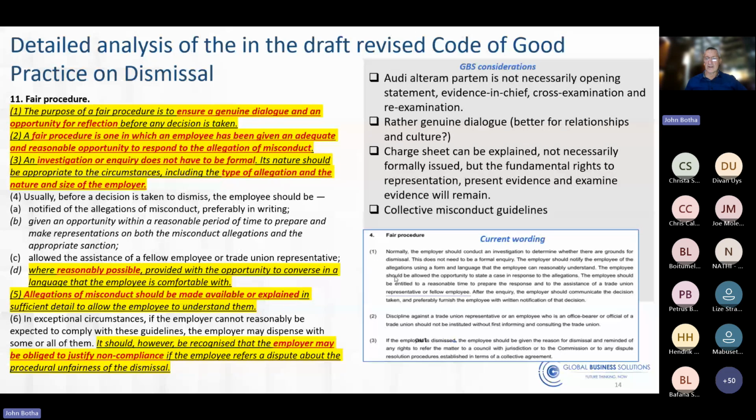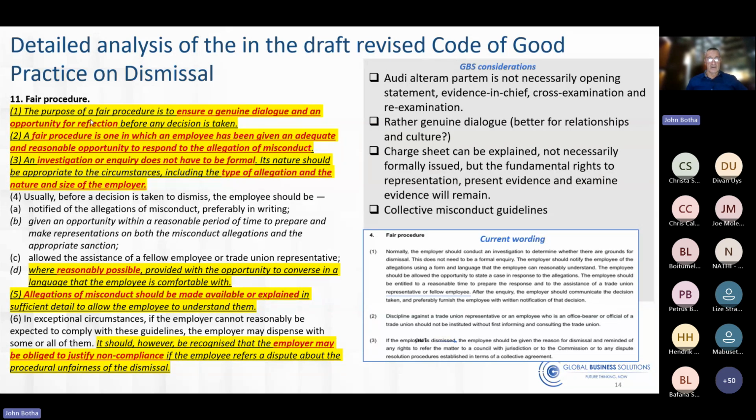Now, just take a look at the wording there. Opportunity to state a case in response. You're starting to now see evidence in chief coming through. Maybe cross-examine. The employee should be entitled to a reasonable time to prepare the response and to be assisted by a trade union representative or fellow employee. After the inquiry, the employer should communicate the decision and furnish the employee with written notification of the decision. You see, colleagues, look at point 3. If dismissed, the employee should be given reasons for the dismissal. That is the current provision.